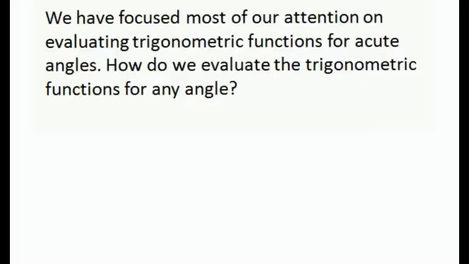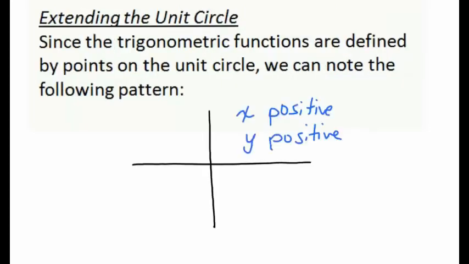We focused most of our attention in the last few lessons on trigonometric functions for acute angles, but we might be interested in evaluating trigonometric functions for any angle. So the question is, how can we do this? We've done most of our work inside of quadrant 1, and inside this quadrant both x and y happen to be positive numbers. Since our trigonometric functions are going to be defined by points that lie on the unit circle, we can note the following pattern for our quadrants.